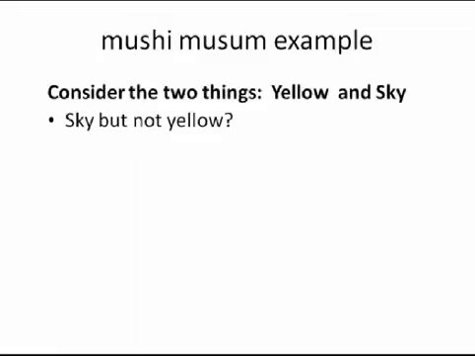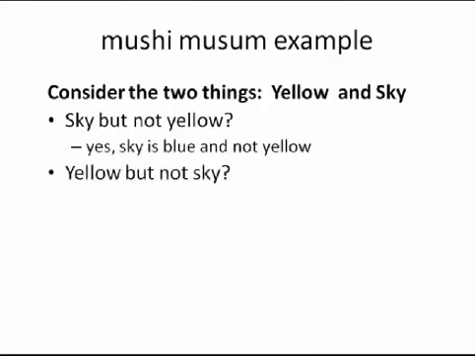So we've got sky but not yellow. In this case it's B but not A. Kind of went in a different order. So sky but not yellow. Now is that true or false? Can something be sky and not be yellow? Yeah, because sky is blue and it's not yellow. So true. The sky can be blue, or can not be yellow.